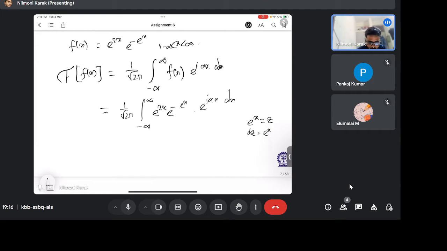Also, e to the power x equals what? e to the power x dx. e to the power x is equal to z. So e to the power 2x is z square. No problem. And also you have to check the limit.